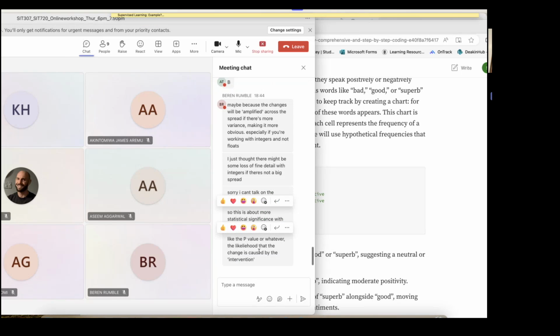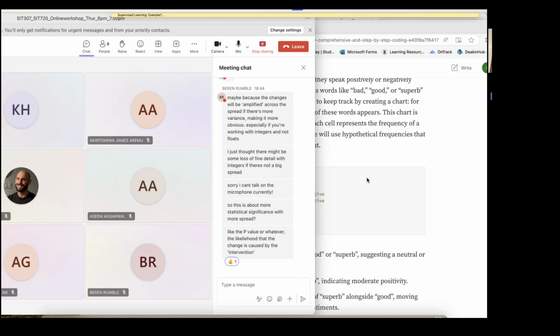Like the p-value and the likelihood that the change is caused by the intervention. I have to review some statistics. I haven't used p-value for a long time, so I forgot how it works underneath. I have to go over it to answer. But it's good to think about this. I love to correlate things with other things, which will enhance our memory, so we have a big knowledge structure.